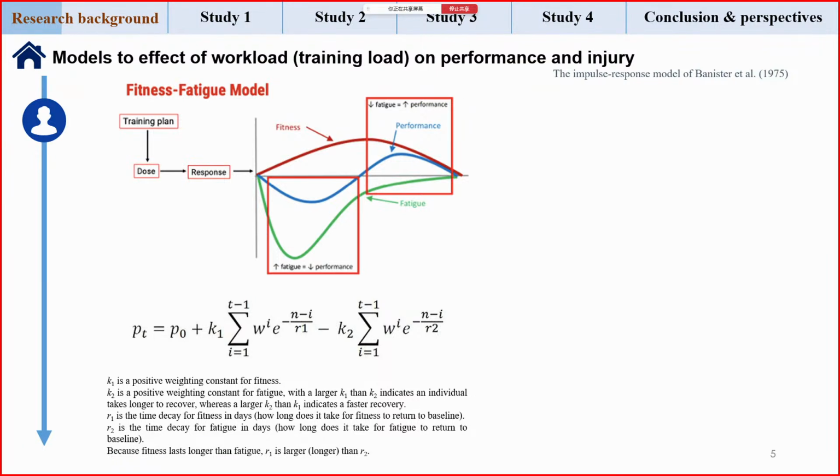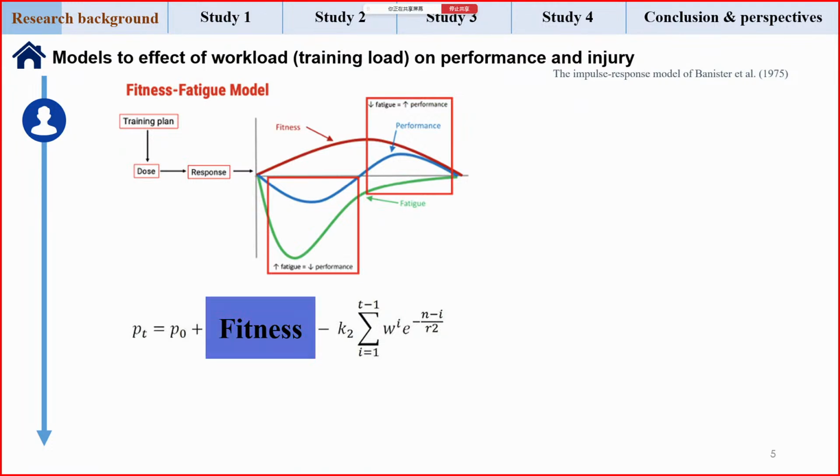This formula shows that the current performance is determined by the initial performance plus the positive adaptation from fitness and minus the negative impact of fatigue. The performance peaks when fatigue fades, but the fitness is still high. That's when the fitness and fatigue gap is the biggest.